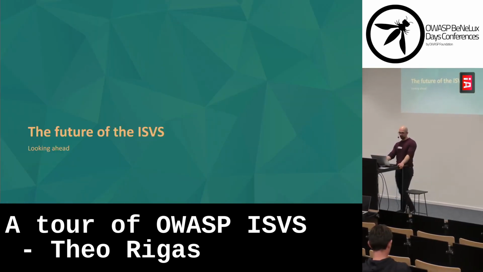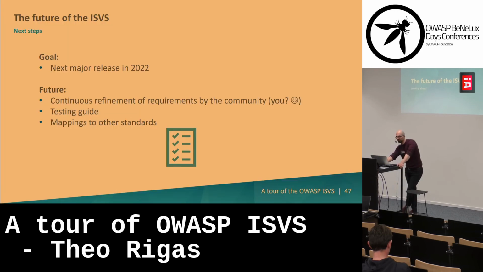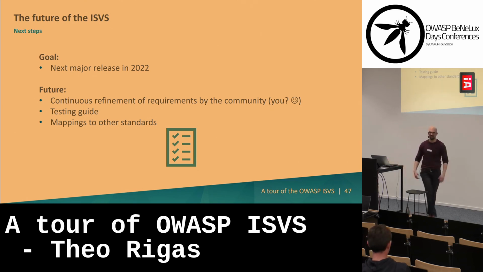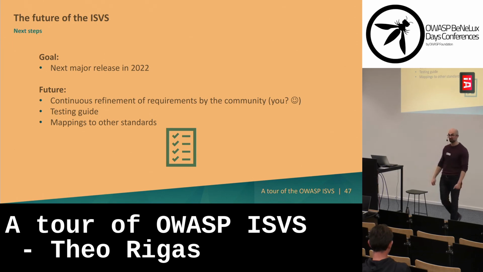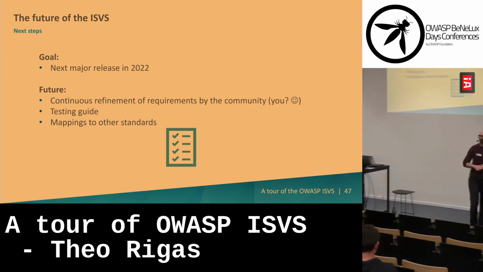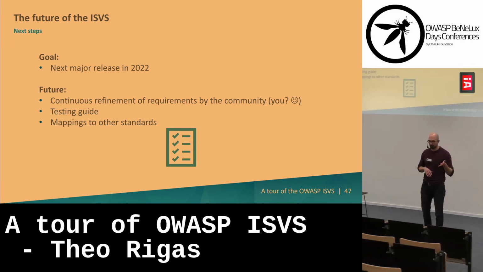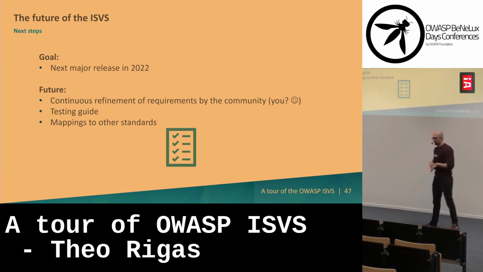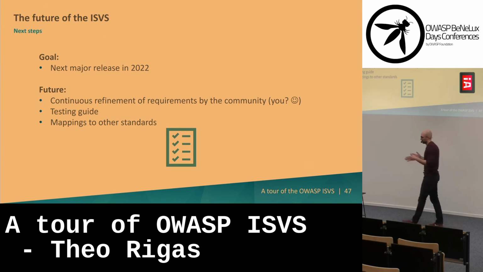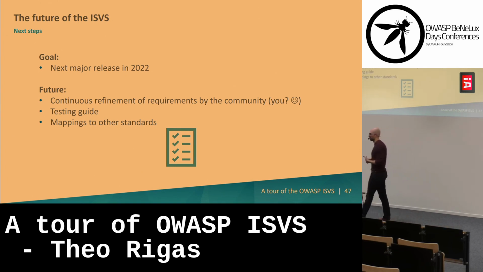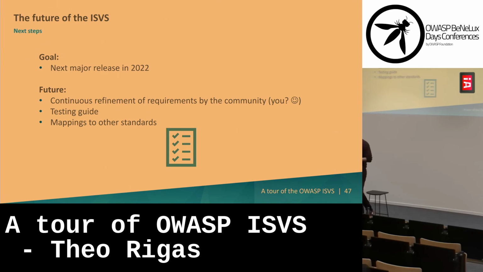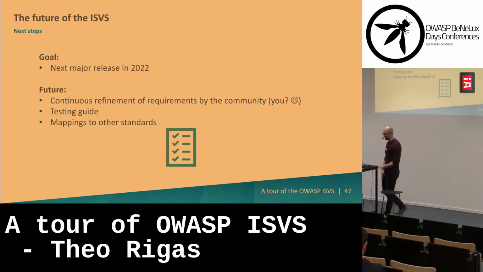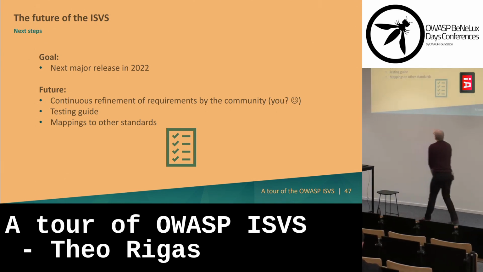And I'm almost at the end. My last slide is about the future of the ISVS. And the future is very simple. The goal is to have a next major release in 2022, which will integrate all the feedback that the community left, all the issues that were opened. So the goal is to basically apply at least 90% of that feedback, close most of the issues, and then we are ready for the next major release.